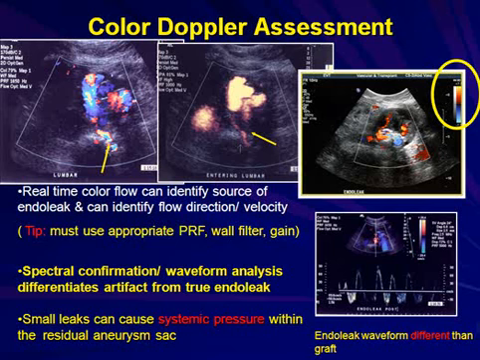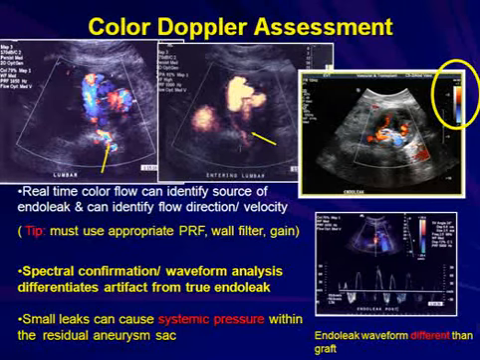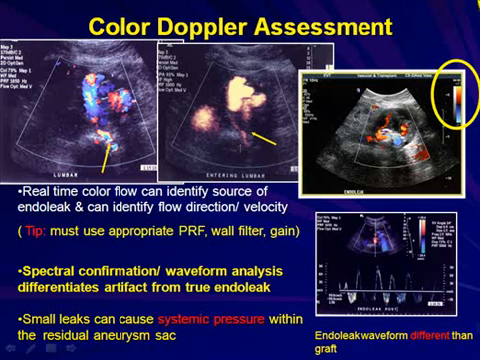When we're looking with color, we want to use real-time color flow that will identify the source of the endoleak and the flow direction. Your PRF has got to be set very, very low, your wall filters low, your gain set high, because sometimes these are very low flow states. So you really need to optimize your system for that. Then you confirm the spectral waveform of that endoleak and make sure it's not an artifact.